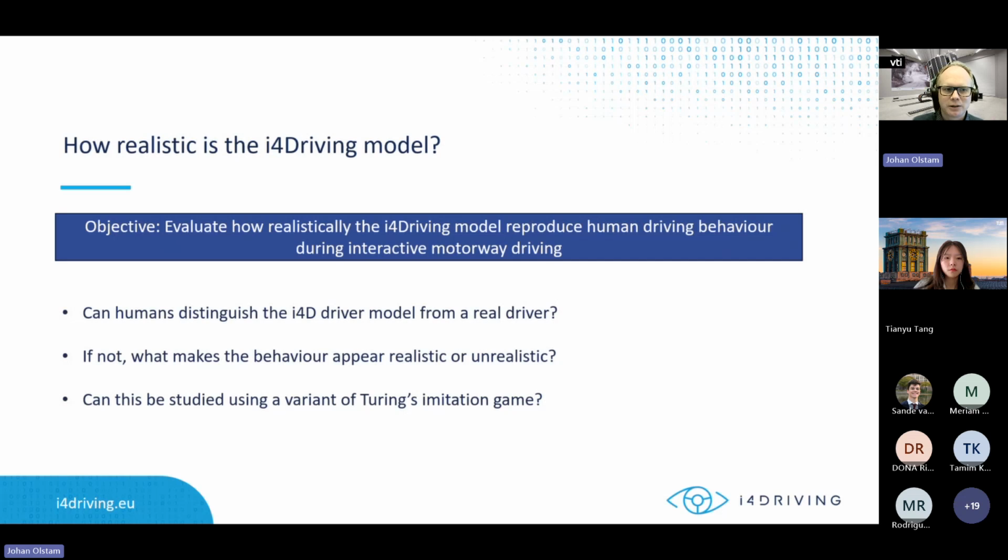If not, what makes the behavior appear realistic or unrealistic, or why are they not perceiving it as a real driver? And we were thinking maybe we can use a version of Turing's imitation game to study this. Turing's imitation game is where you interact with an agent and you don't know if it's human or computer, and you would like to see if you could distinguish whether you're interacting with a human or a computer. And such subjective evaluation can give us more information.